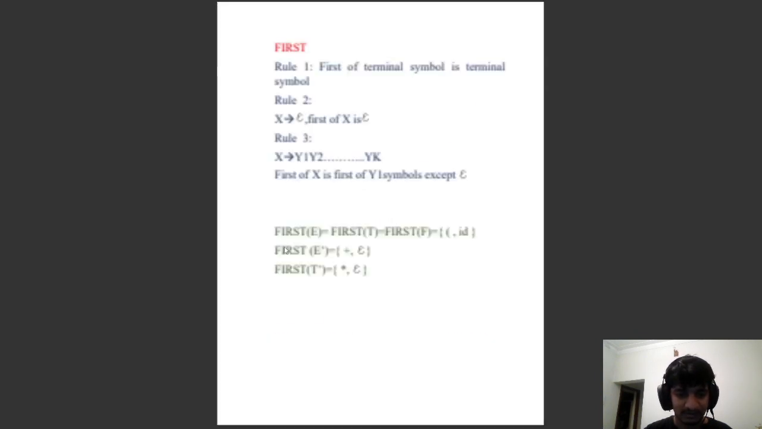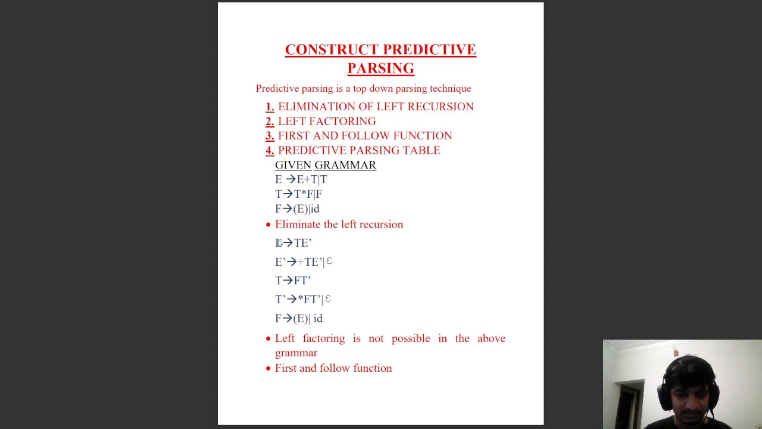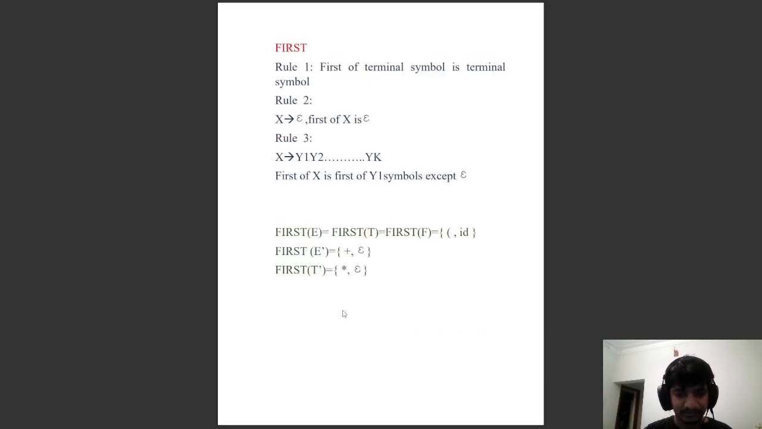So here we have E. This is first of E, that is T. Next we find first of T, and it says F, not a terminal. So now we do first of F, that is the open bracket, as you can see this is the first symbol, and ID, and that's why we got first of E, T and F as open bracket comma ID.